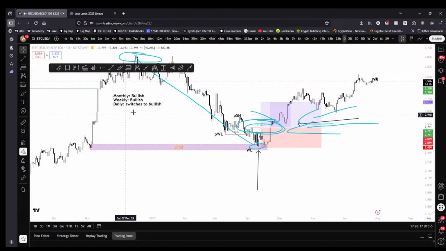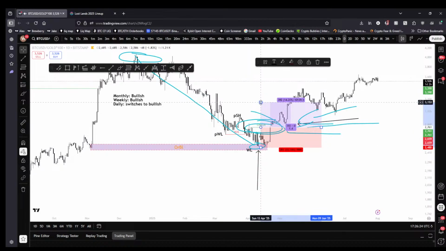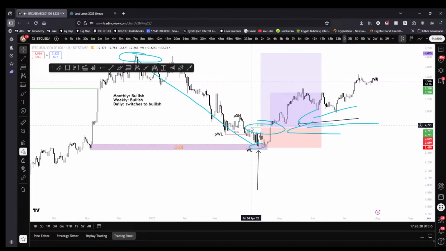Your daily would be your entry time frame in this instance, and this is when you can enter with your stop loss below the low, targeting the previous highs. That's a 4-to-1 trade. So that would be when you can know to trust that.